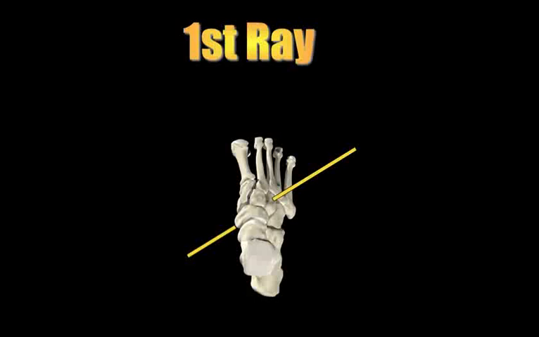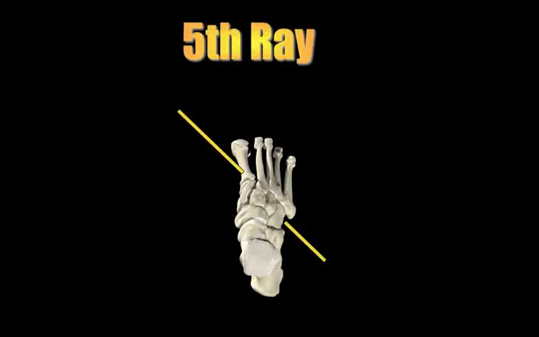Arthrokinematically, with plantar flexion, there will be a plantar glide associated with the internal rotation. And with dorsiflexion, we have a dorsal glide associated with external rotation. The fifth ray articulates with the cuboid, and it's theorized that this will be a triplanar motion that will occur with the fifth ray, and this is a diagrammatic representation of where the axis is.